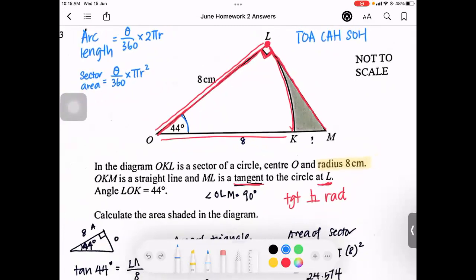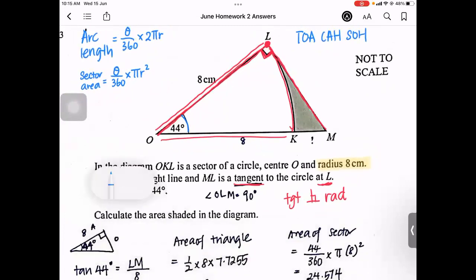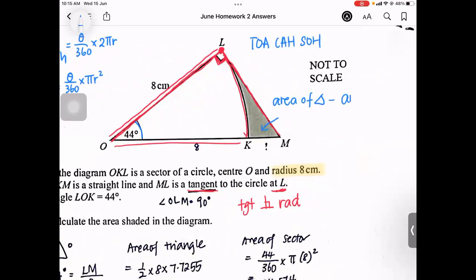Calculate the area of the shaded region. To find the area of this shaded region, let's think carefully. What do I need to find? First, I need to find the area of the triangle, then take the area of the triangle minus the area of my sector. The sector is this piece. I must make it round, otherwise it looks like a triangle.